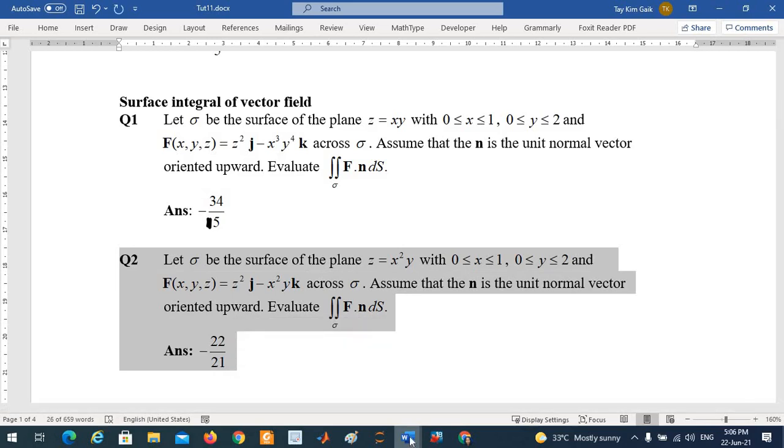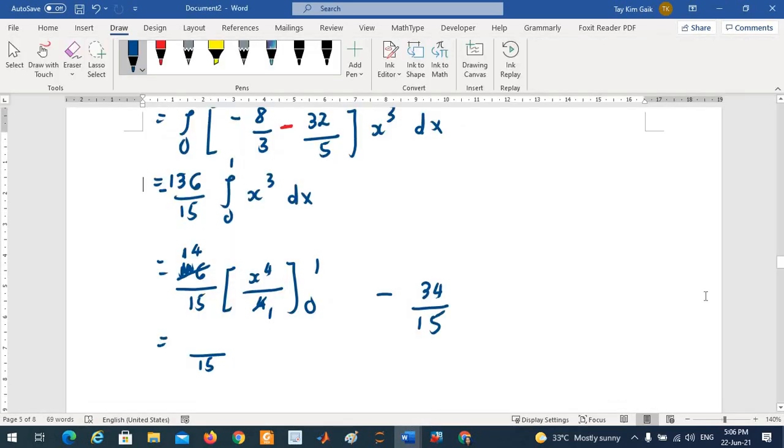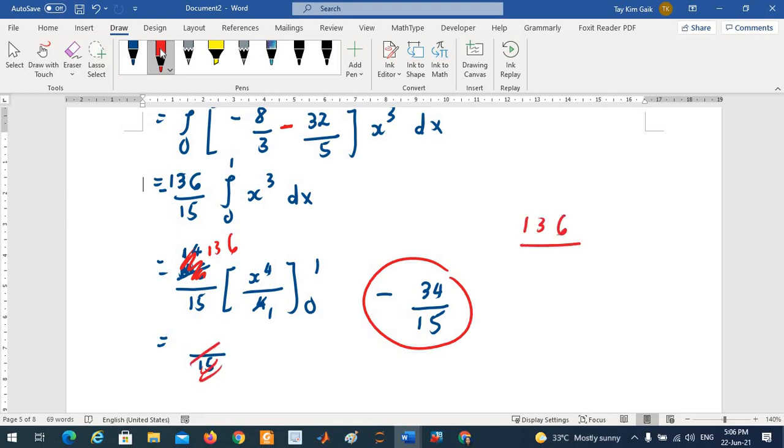So the answer is negative 34/15. This is because here is 136/15. Here you have 1/4. So the answer is negative 34/15.